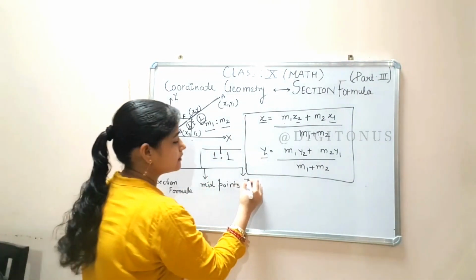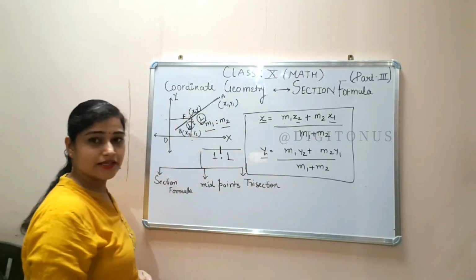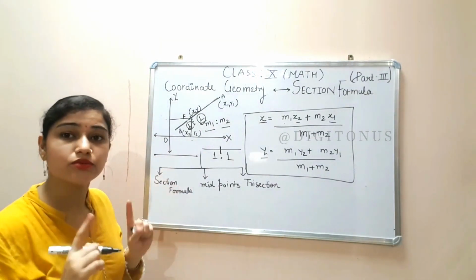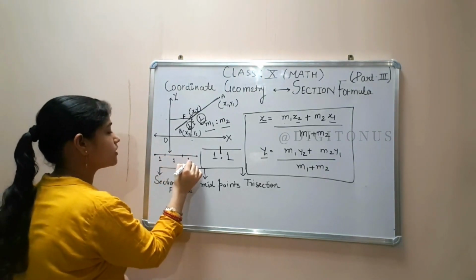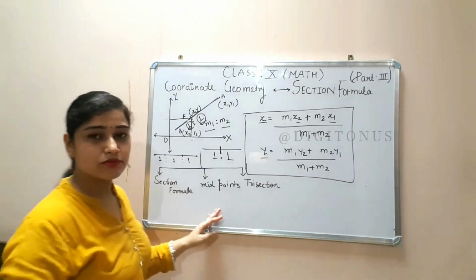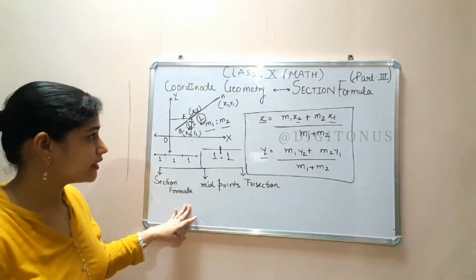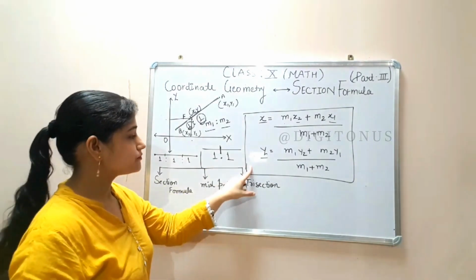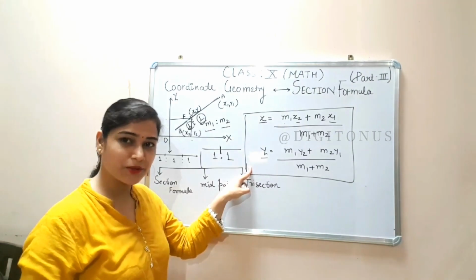Okay. And trisection. Trisection is also the same. There is a line and you have to divide this line into 3 equal parts. 1, 2, 3. Then also the ratio will be 1:1:1. These 3-4 types of questions we will study in this section formula. Okay. So note down, the main formula is this only. Note down this formula and then we will start exercise 7.2.